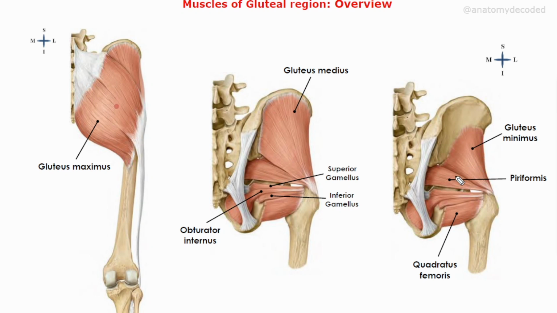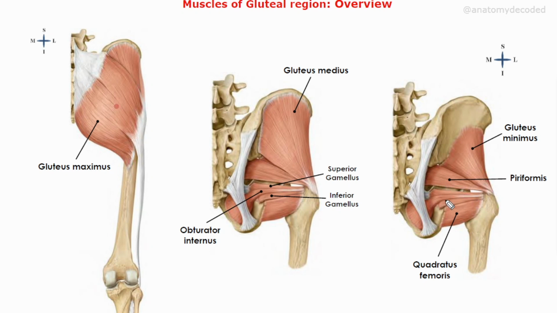Then just inferior to the gluteus minimus, there is one important muscle called the piriformis muscle. This muscle is referred to as the key muscle of the gluteal region because there are many vessels and nerves which are related above and below the piriformis muscle. So it helps in identification of those structures.